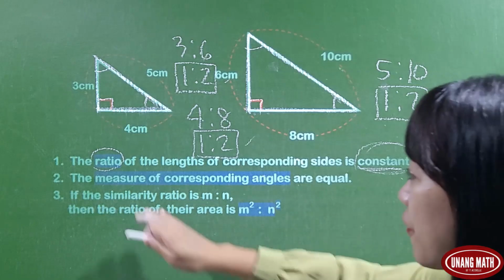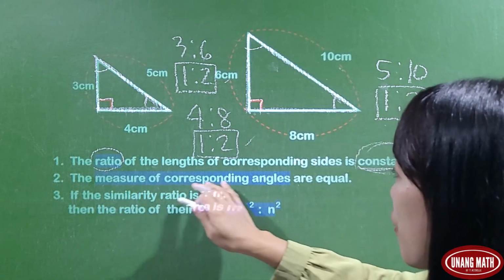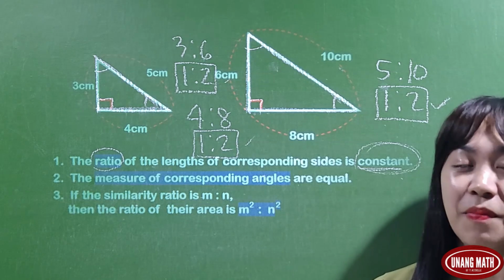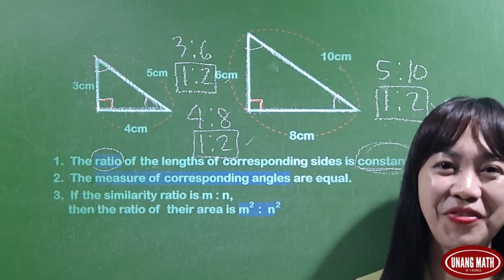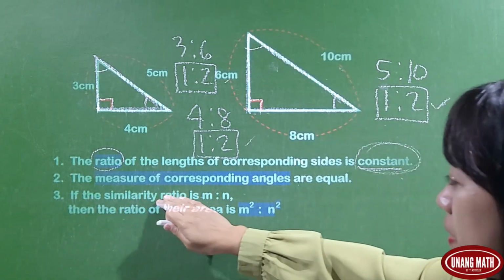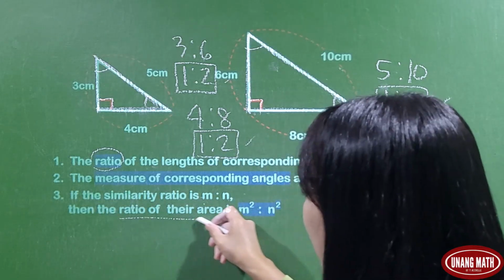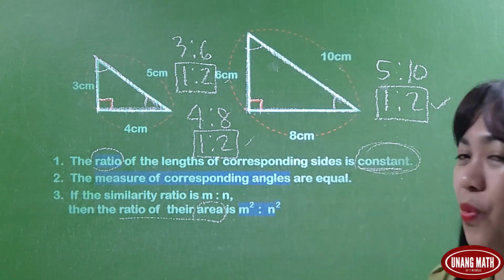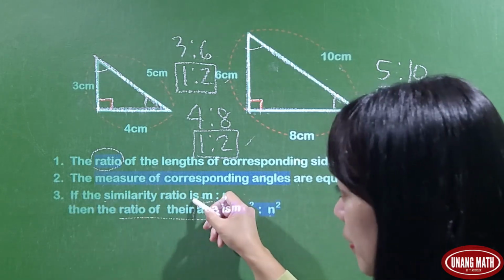Now, if the ratio of the length of corresponding sides is not constant, and the measures of corresponding angles are not equal, then the two figures are not similar figures, or the two figures are different figures. Moving on to the third property. If the similarity ratio is m is to n, then the ratio of their areas is m squared is to n squared. So in short, we just square the given similarity ratio.